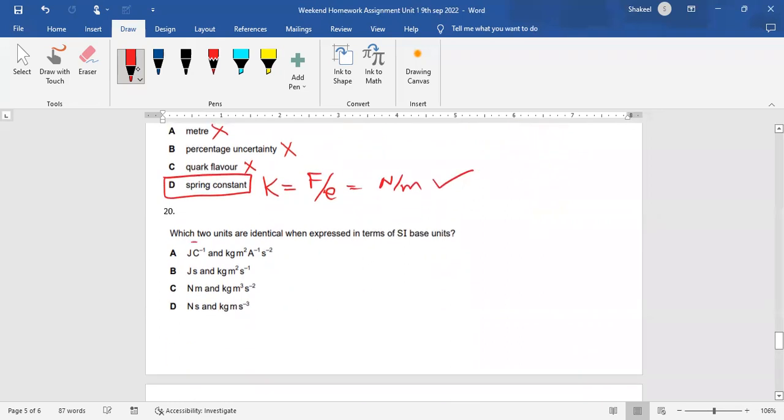Okay, which two units are identical when expressed in terms of SI base units? So which two are identical? Okay, let's see.